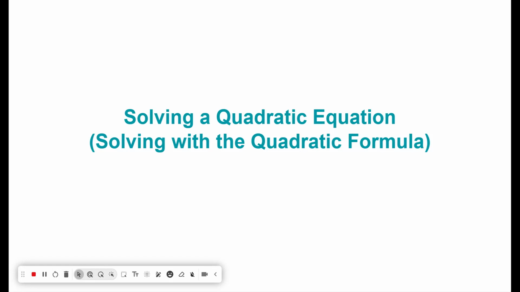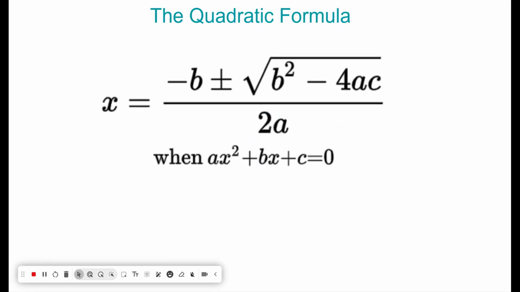All right, today we're going to work on solving a quadratic equation with the quadratic formula. So here we are given the quadratic formula when ax squared plus bx plus c equals 0. This is something that looks really complicated. I've heard people sing a song to memorize it. You'll be able to reference it as we go through this class.